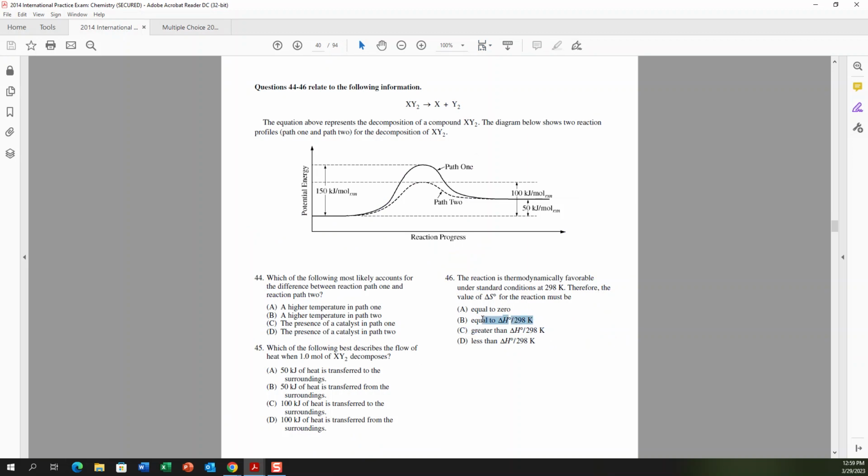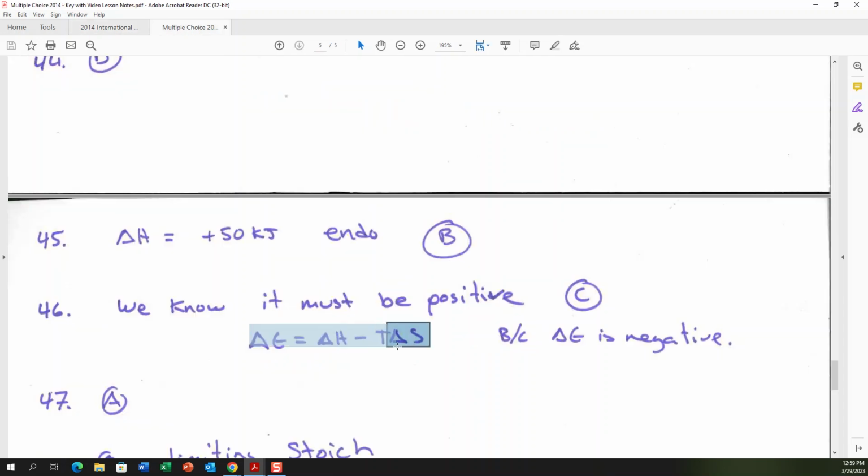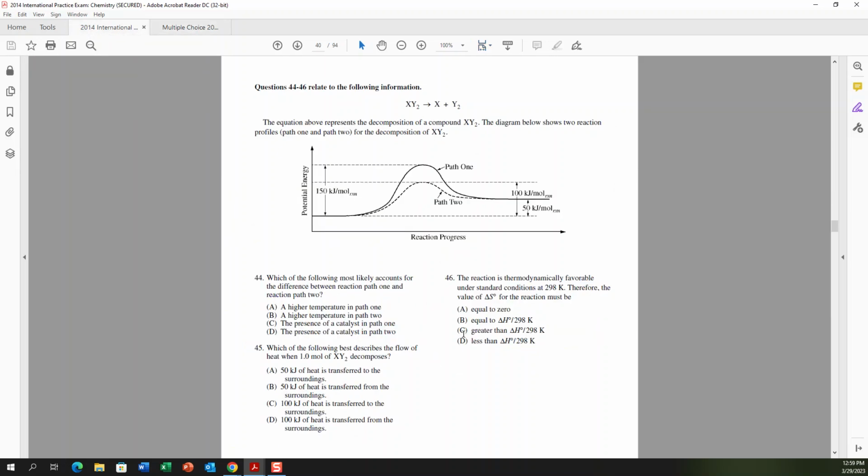We know it's not equal to that because then delta G would be 0. If it said the forward and the reverse reaction were equally favored, then the answer would be B. And it can't be less than, because if it was less than, then you would end up with a positive delta G according to our delta G equation here. So it's got to be C.